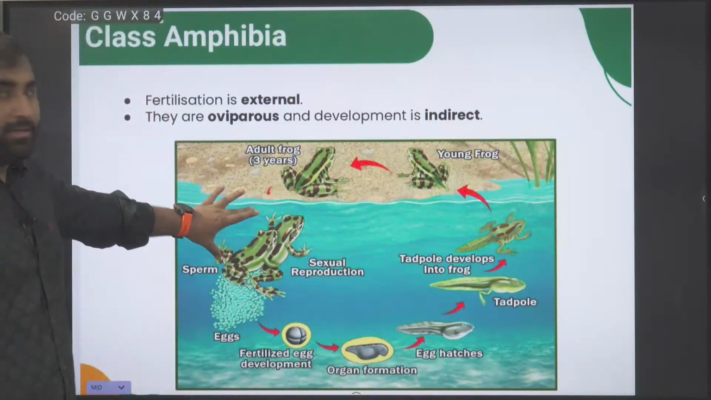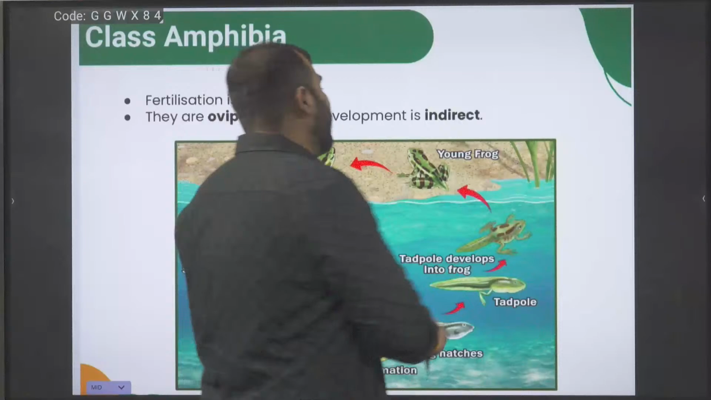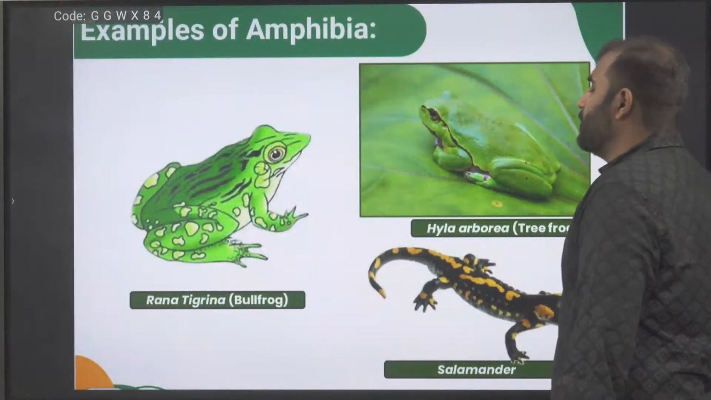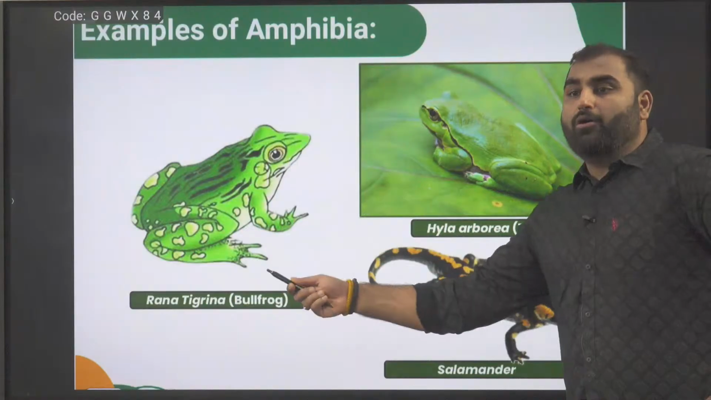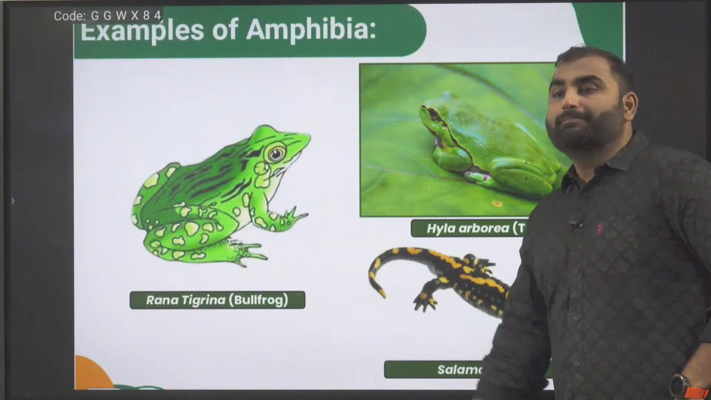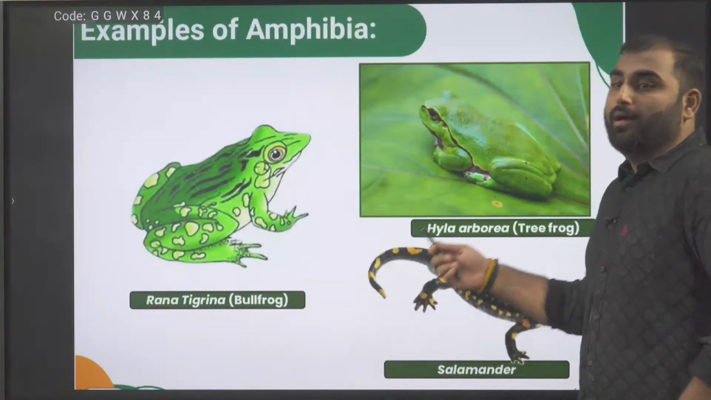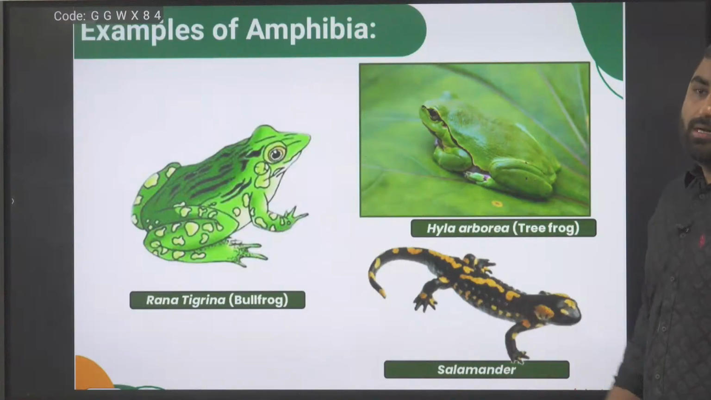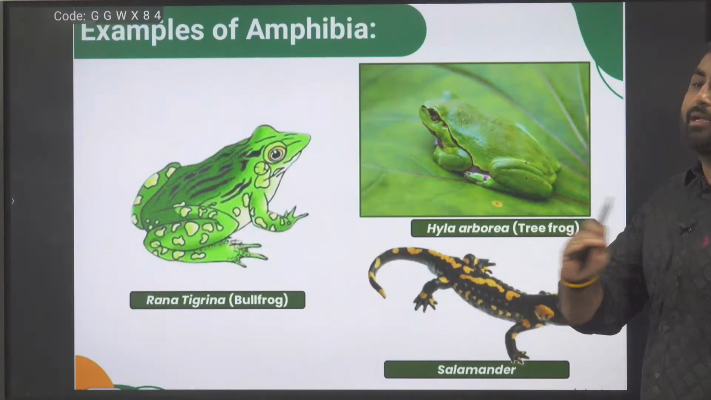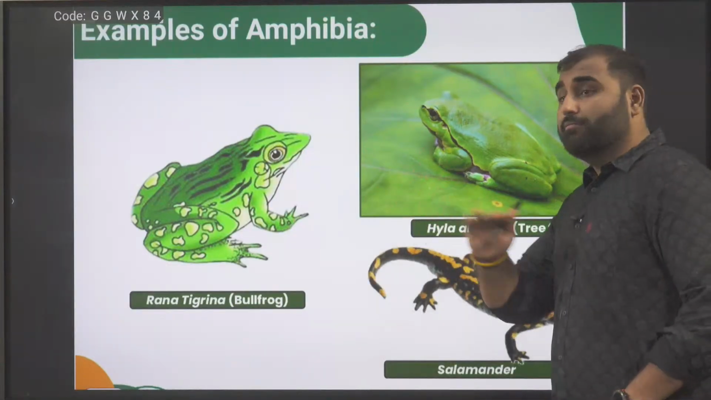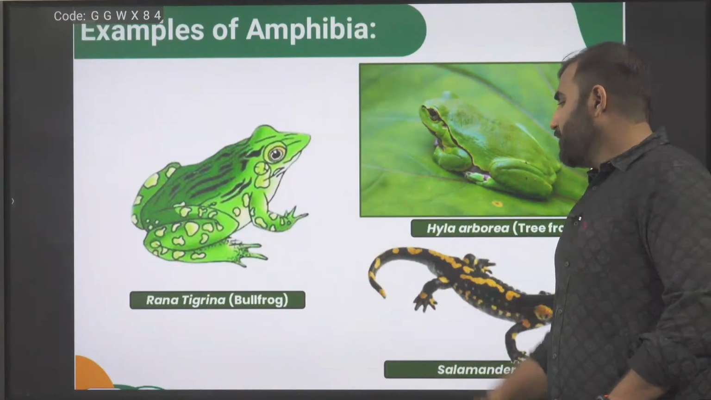Let's quickly see what the different examples in amphibians are. We have the first, Anura order: Rana tigrina, the bullfrog, that we will study. Then Hyla arborea. Arborea basically means tree, so they are present on the tree leaves and all. So they are the tree frogs.